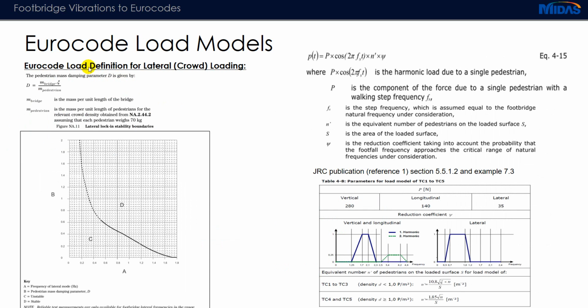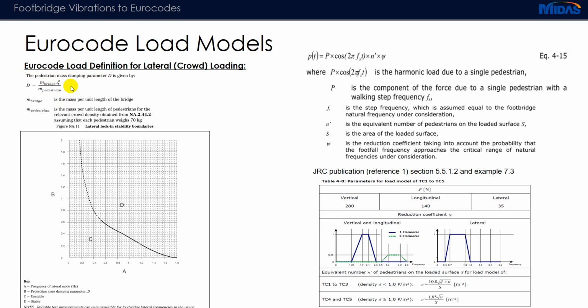Okay, the next category is lateral vibration checks. For lateral crowd loading, it's a bit unclear in Eurocode on how to do this type of check. If the frequency is less than 1.5 cycles per second, then we need to do a complex check for lateral vibrations too. So the first step is to make sure that the structure is stable by doing a quick mass damping parameter check.